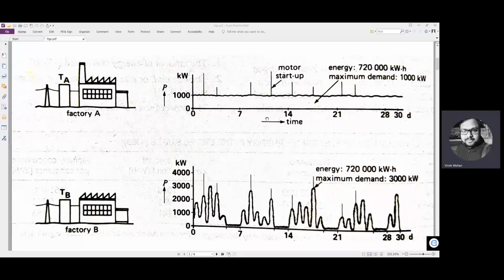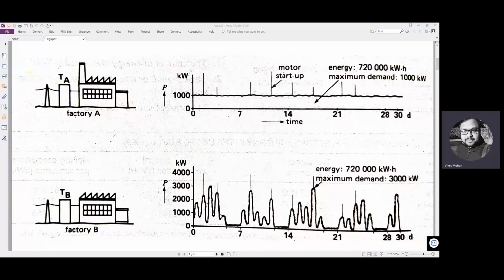I should multiply this 1000 kilowatts with 720 hours. Then I'll get 7,20,000 kilowatt hours of energy. So that is the consumption for factory A. Now coming to factory B, it's not uniform, right? It has many spikes, but it consumes the same amount of energy. You can see the total energy consumed is 7,20,000 kilowatt hours, which is the same as factory A.